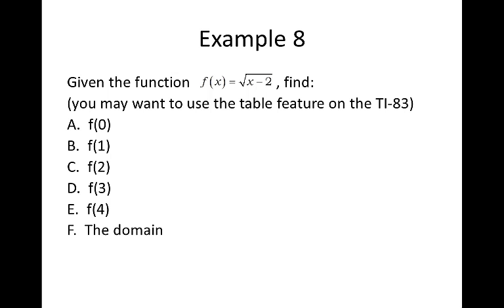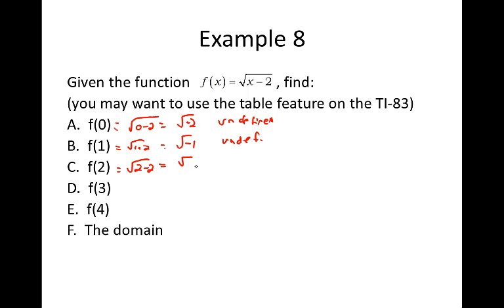But f of 0, when I plug in a 0 here, the square root of 0 minus 2 is the square root of negative 2. This is undefined for real numbers. So no real solutions here. How about f of 1? 1 minus 2. Square root of negative 1. That's not going to work either. That's also undefined. F of 2. 2 minus 2 is the square root of 0. That's just 0. I'm in positive territory now.